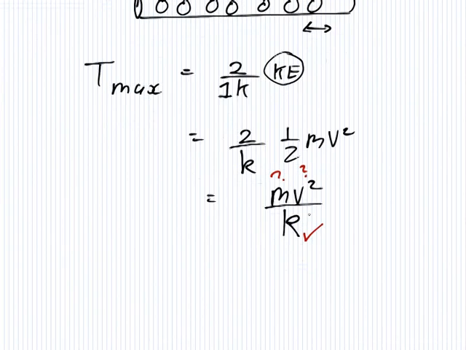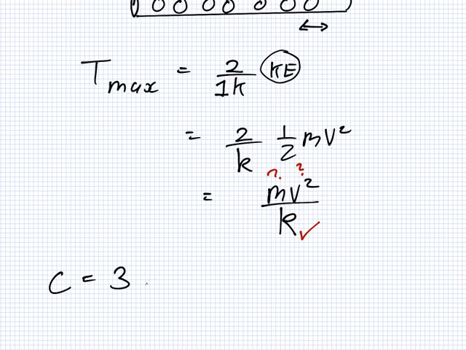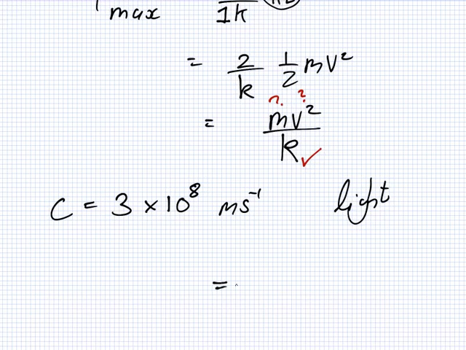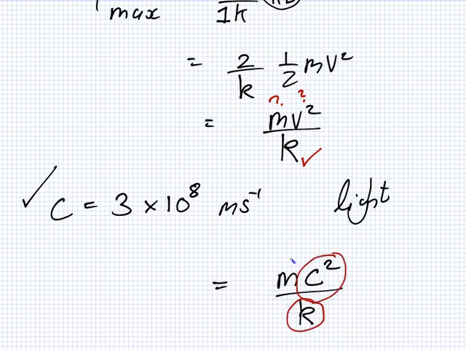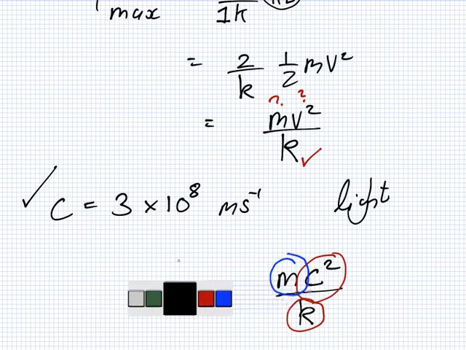So C is 3, or 2.99, 3 times 10 to the 8 meters per second. This is the speed of light, and this is the fastest anything can go. So now we're at this formula, mc squared, and we know the c, over k. Good, getting better. So we know k, we know c, we need to figure out what is the biggest the mass can be.